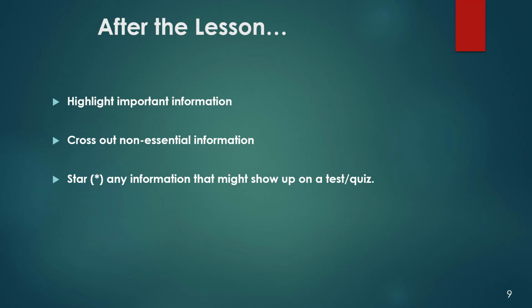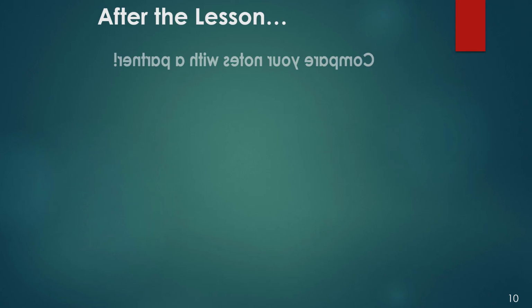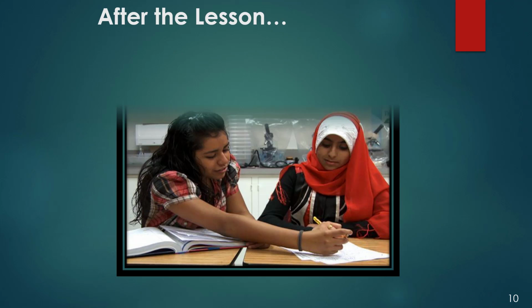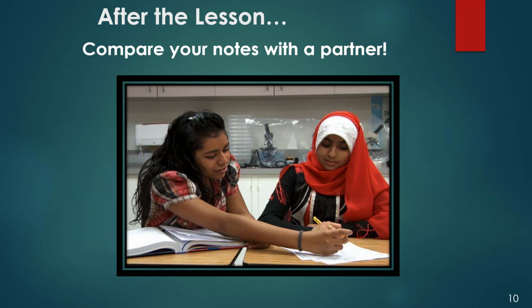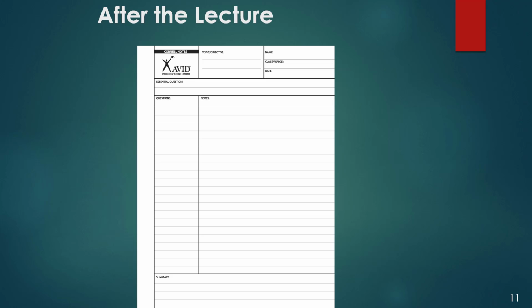After the lesson, it's important to highlight the important information, cross out non-essential information, and star or asterisk any information that might show up on a quiz or a test. You should always compare your notes with a partner. Having a partner to compare your notes with helps you fill in the missing or the blank spots within your notes, those things that you may have missed.